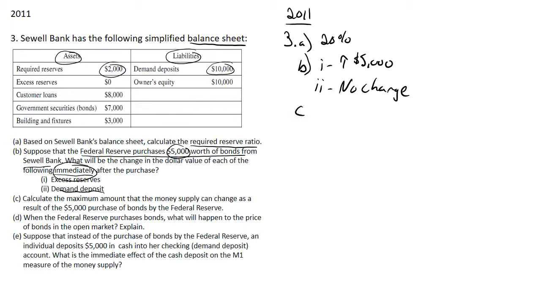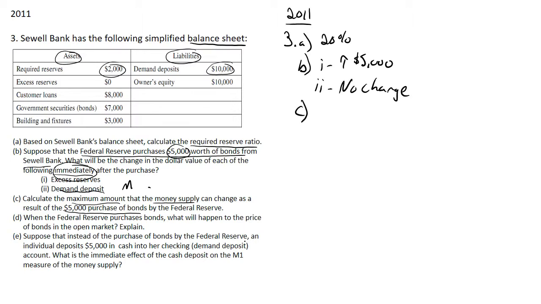And that brings us to part C. Calculate the maximum amount that the money supply can change as a result of the $5,000 purchase of bonds by the Federal Reserve. So we're looking at the money supply. We have a $5,000 purchase of bonds. And I just want to remind you, all of these $5,000 can be lent out by the bank. So please keep that in mind. And if we want to see what the maximum change to the money supply is, the first thing we need to do is calculate the money multiplier. So let's remind ourselves how to do that.